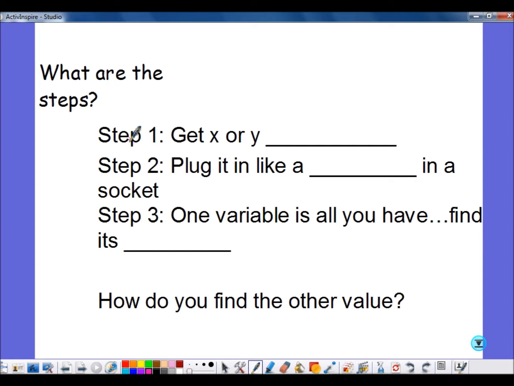Alright, so let's remember back. Step 1, we get x or y alone. So you're looking for either x equals or y equals. Then step 2, you box it up, you chalk it up, you plug it in like a cord in a socket. So we'll look at that in just a second. We're going to box step 1, and then we're going to plug it into the second equation.